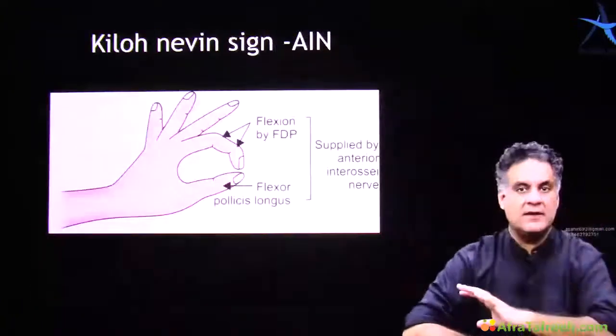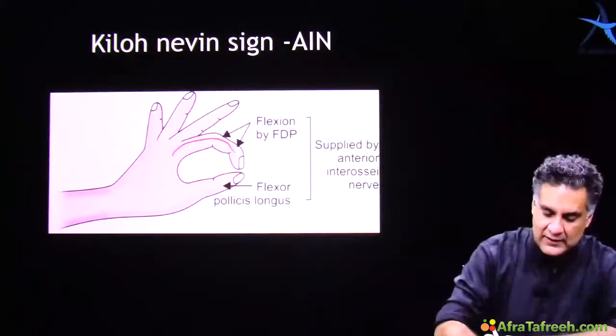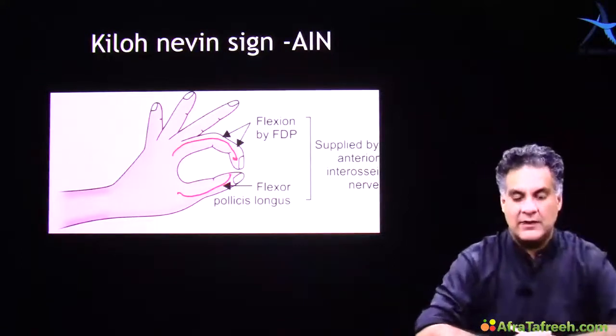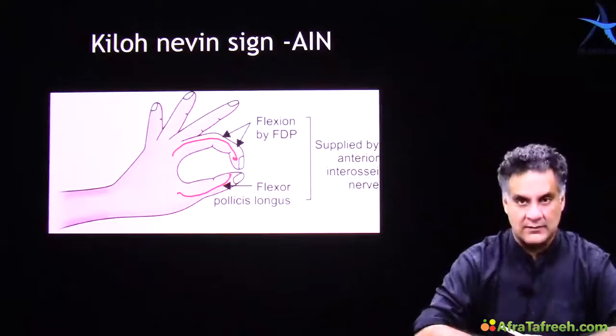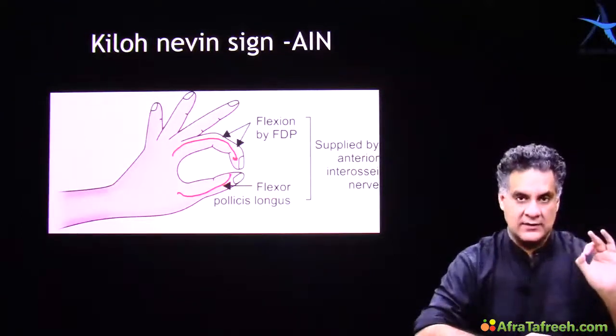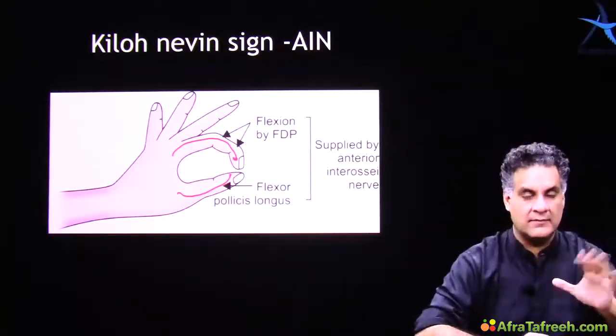The branch of the median nerve called the anterior interosseous nerve flexes the index finger and flexes the thumb, creating a wow sign, a sign of appreciation called the Kiloh-Nevin sign, which is for the anterior interosseous nerve, a very, very important sign. Remember, the anterior interosseous nerve and the posterior interosseous nerve are very commonly asked in the exams.